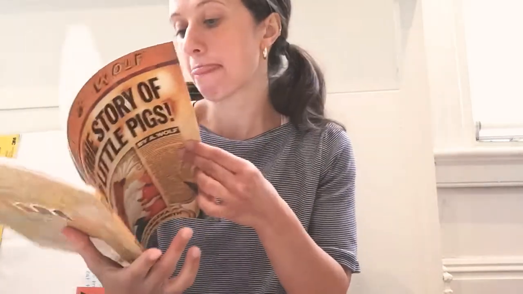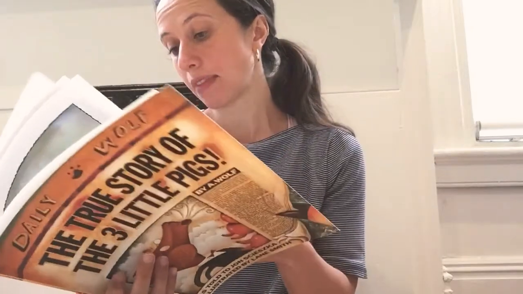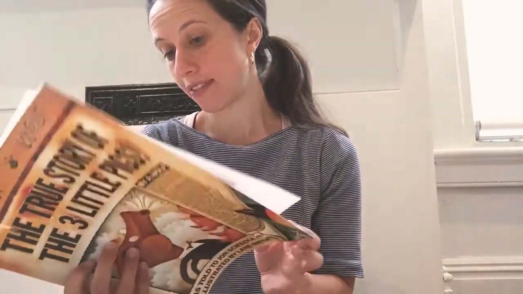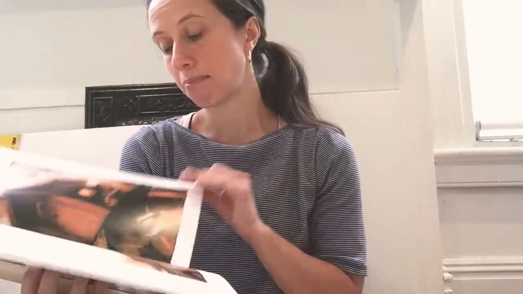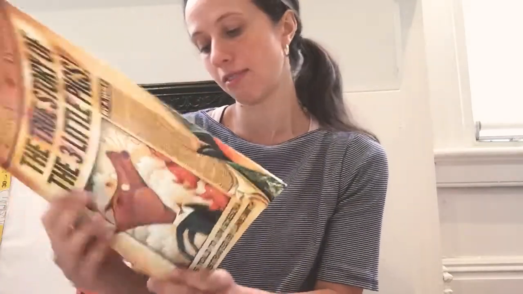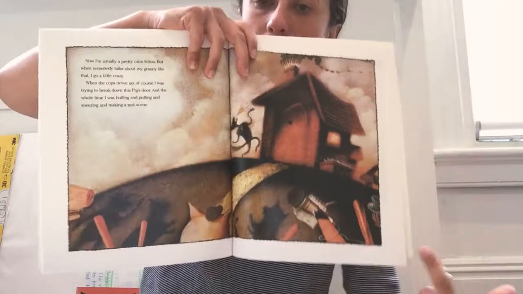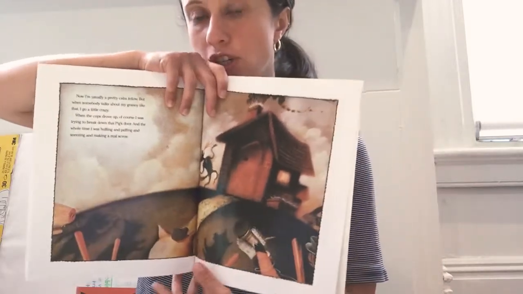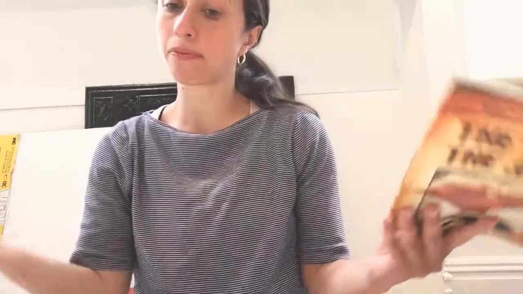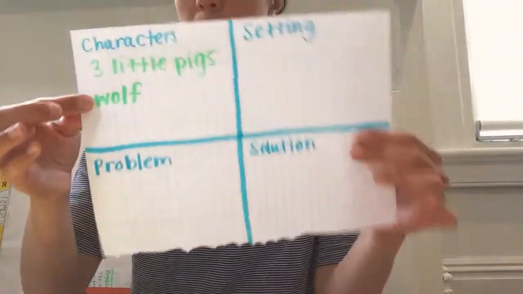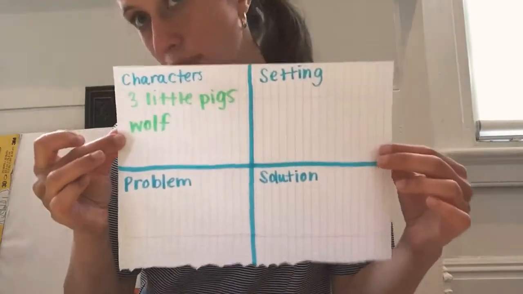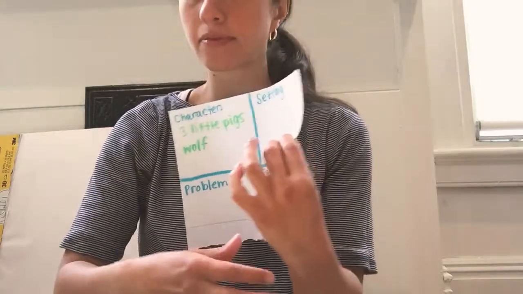Other small characters you might have included. Maybe you wrote down Granny, even though she doesn't make an appearance. The wolf talks about his granny a lot. At the end of the story, you have the police or the cops, and all these news people taking pictures and writing stories. So I just wrote 3 Little Pigs and Wolf because I think those are the most important characters.